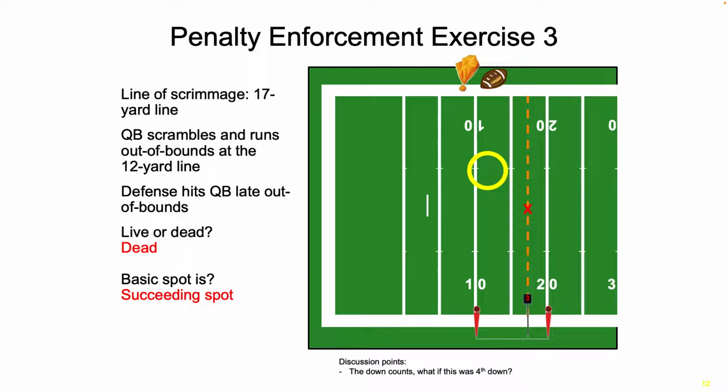So in this case, if this was a 4th down, this would be an interesting situation because the quarterback did not make the line to gain. So essentially, we would be turning the ball over on downs, be first down for the defense, then we would enforce the penalty.